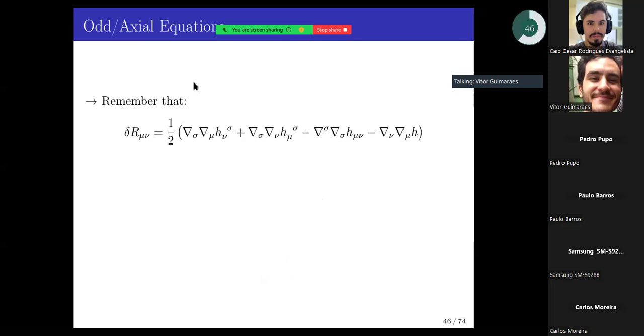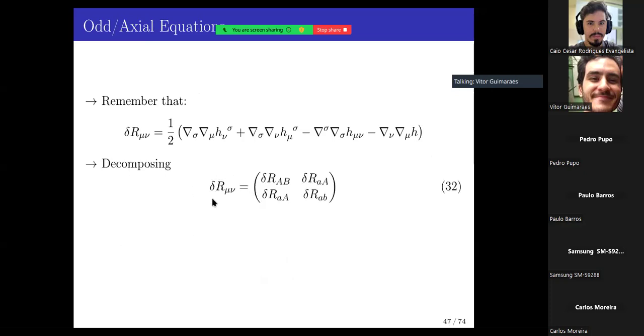Right? So remember that we constructed the curved version of the perturbed Ricci tensor, right? Decomposing harmonically the Ricci tensor as we did for the metric perturbation, we obtained this, which we are already familiar with from last lecture. So we're going to see what this looks like. We first did this for this tensor here, right?